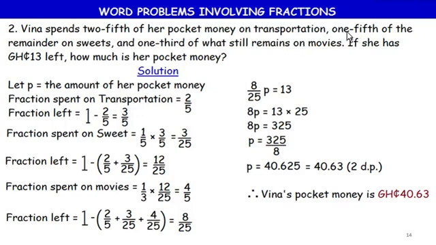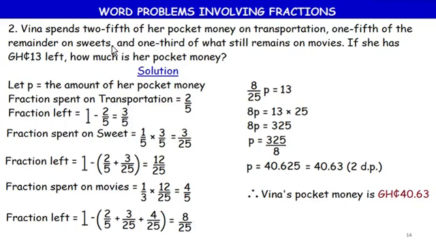Now we can find the fraction spent on sweet, which is 1 over 5 of the remainder. Of means multiplication. So the fraction spent on sweet is 1 over 5 times the remainder, which is 3 over 5. When you multiply it, you get 3 over 25. So this is the fraction spent on sweet.